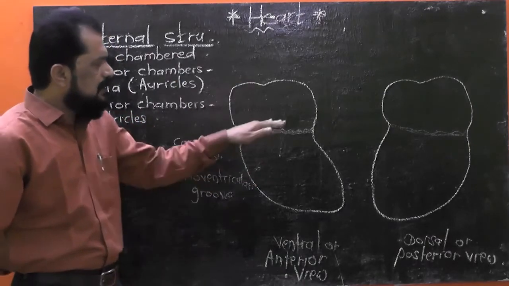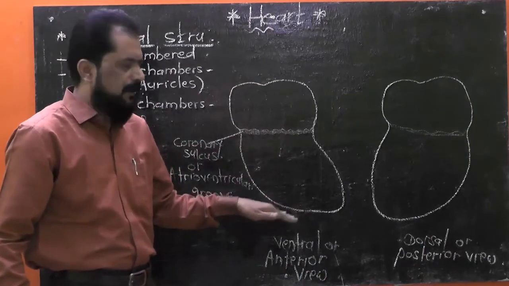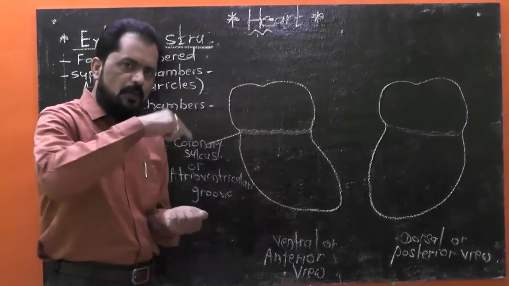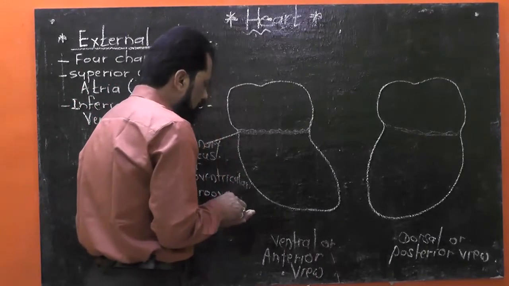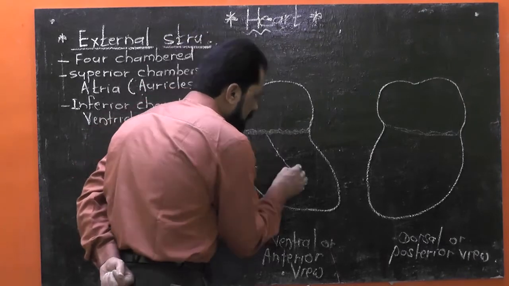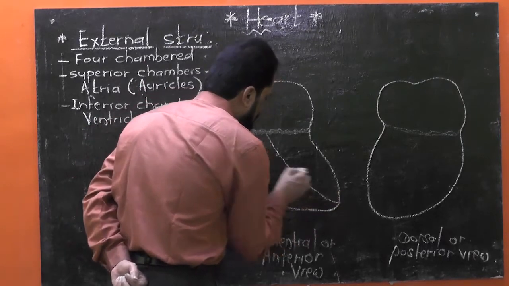While in the lower part, inferior part, there is presence of one longitudinal but slightly oblique groove which demarcates the two ventricles. Let me show.